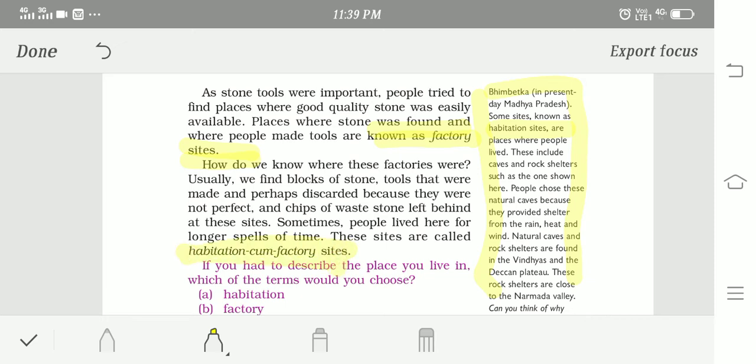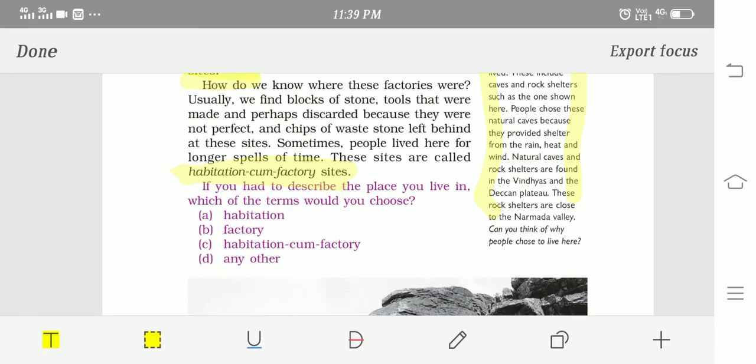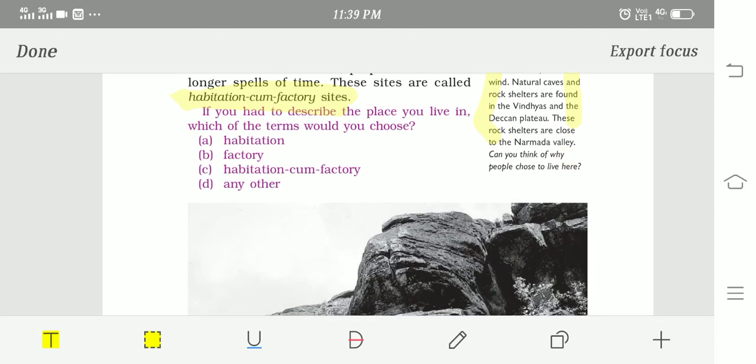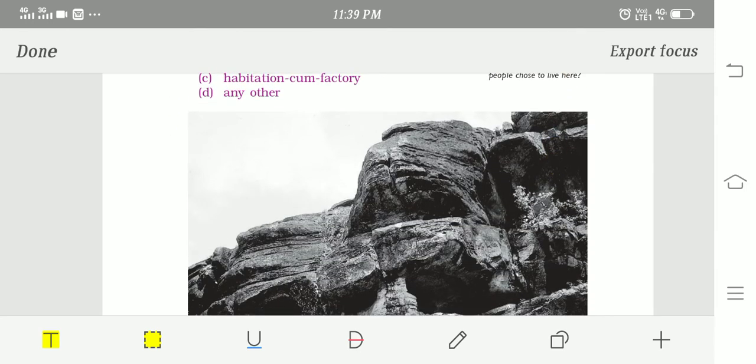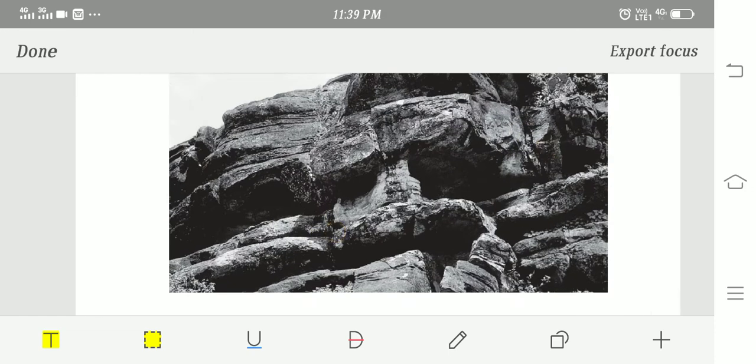Here it is. So this is all about the location. So you can see these are the things which are given. Some more sites must be found, but these are the general categorization. You can see one of the pictures also given. This is from the Bhimbetka.